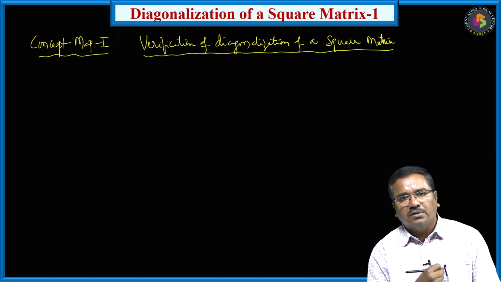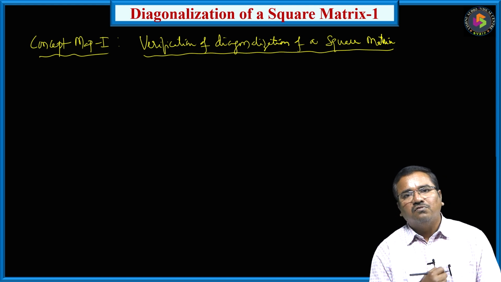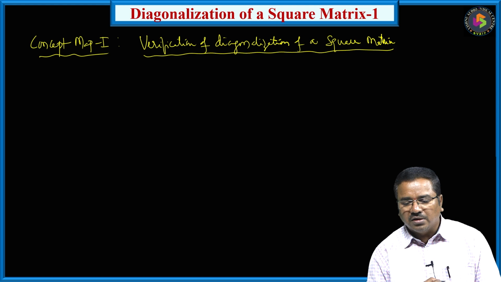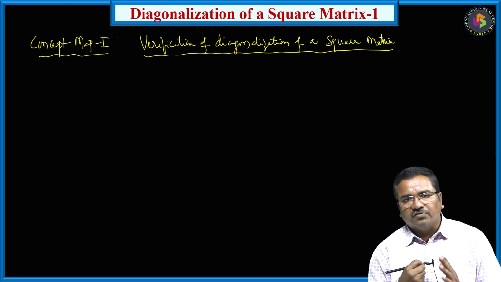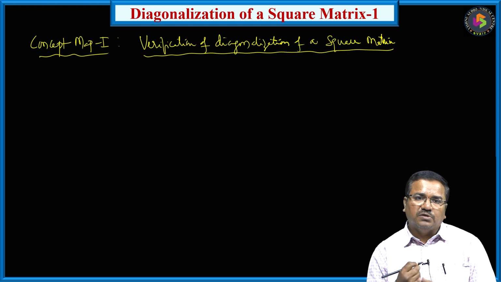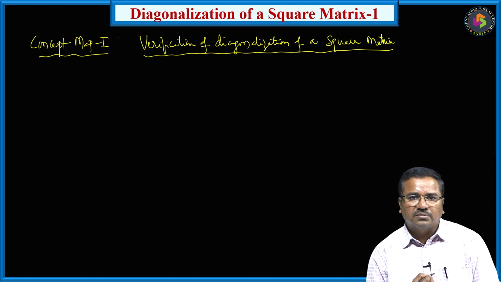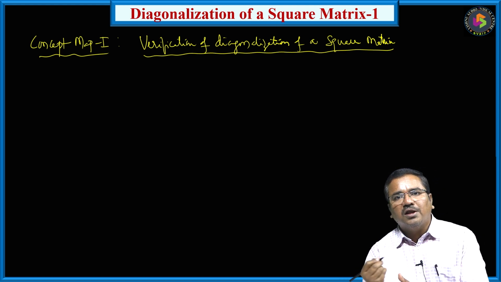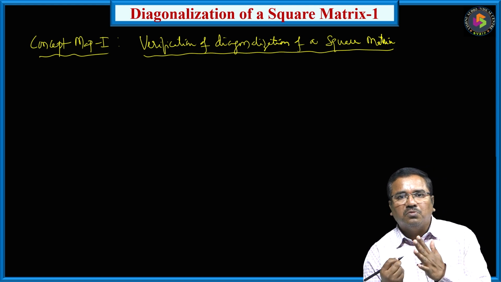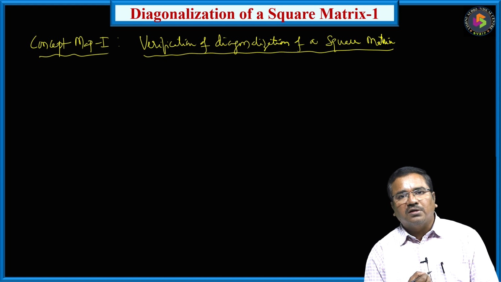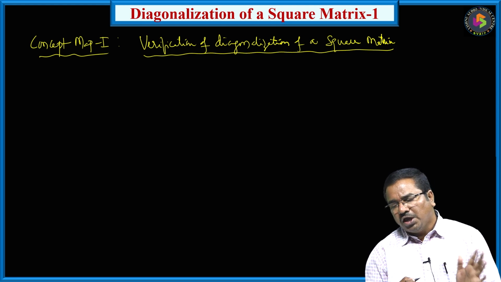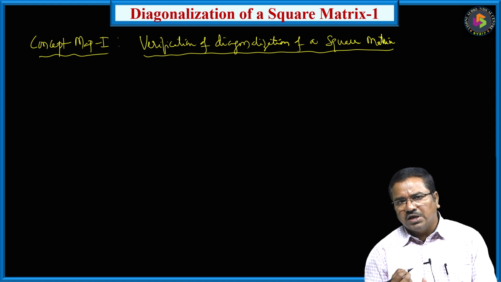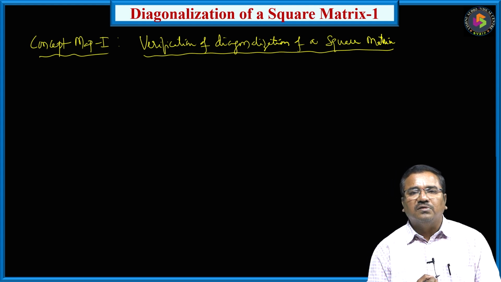The basic logic for drawing this flow chart is the main theorem. The theorem says a square matrix of order n is diagonalizable if and only if it possesses n linearly independent eigenvectors. For example, if A is a 3 by 3 square matrix, it is diagonalizable if and only if it possesses 3 linearly independent eigenvectors. Finally, if it possesses 3 linearly independent eigenvectors, the matrix is diagonalizable. For example, A is a 4 by 4 square matrix. If it has 4 linearly independent eigenvectors, it is diagonalizable.